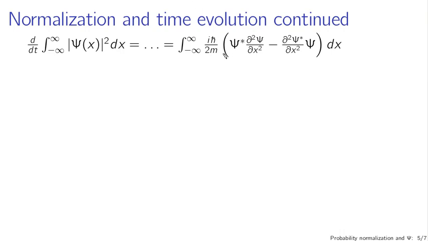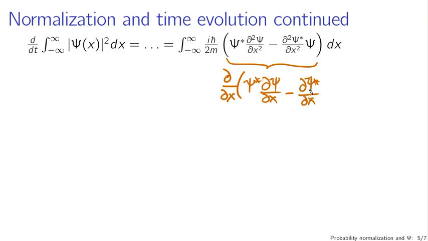Now, what I'd like you to do, and this is a check your understanding question, is think about why this statement is true. This is the partial derivative with respect to x of psi star partial psi partial x minus partial psi star partial x psi. Sorry, I'm saying d, I should be saying partial. These are partial derivatives. This is true, and it's up to you to figure out why.